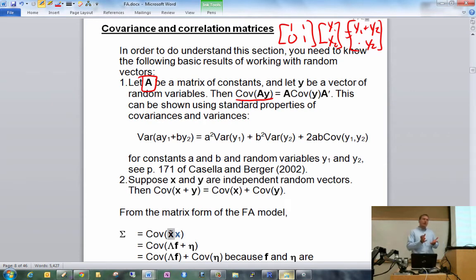Well, there's a nice little shortcut if you want to find the covariance of A times y. You can simply take this A, bring it out in front, and also put it in the back, but transposed. And so the covariance of A times y is A times the covariance of y times A transpose. Okay, don't worry about a proof of that. Again, that will be handled in a mathematical statistics class, or also a Stat 970 linear models class.